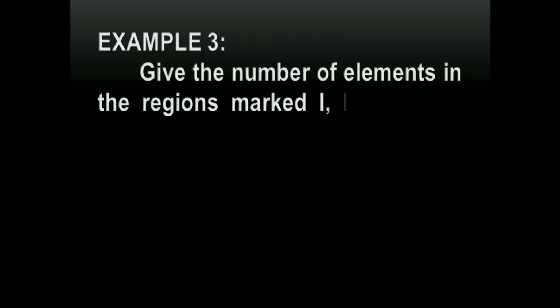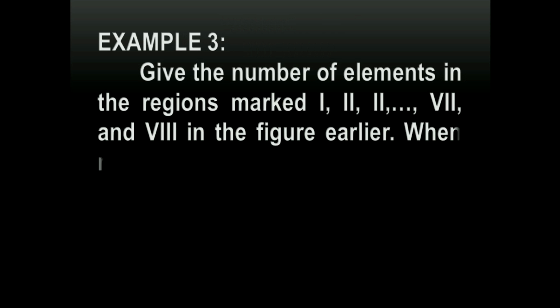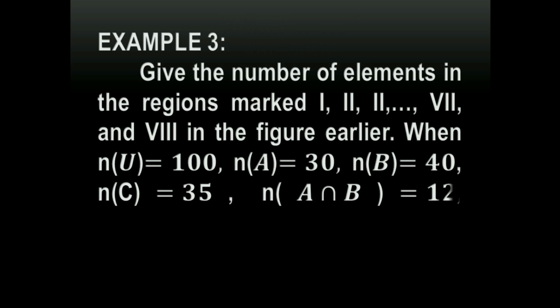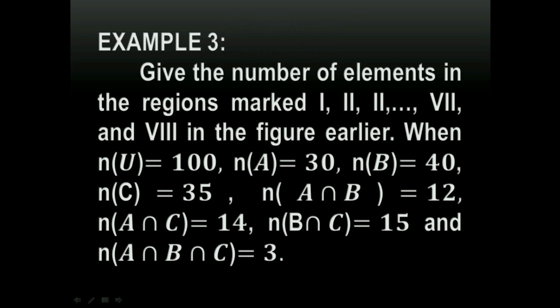Let's have example 3. Give the number of elements in the regions 1, 2, 3, 4, and so on in the figure earlier when n(U) is 100, n(A) is 30, n(B) is 40, n(C) is 35, n(A intersection B) is 12, n(A intersection C) is 14, n(B intersection C) is 15, and n(A intersection B intersection C) is 3.